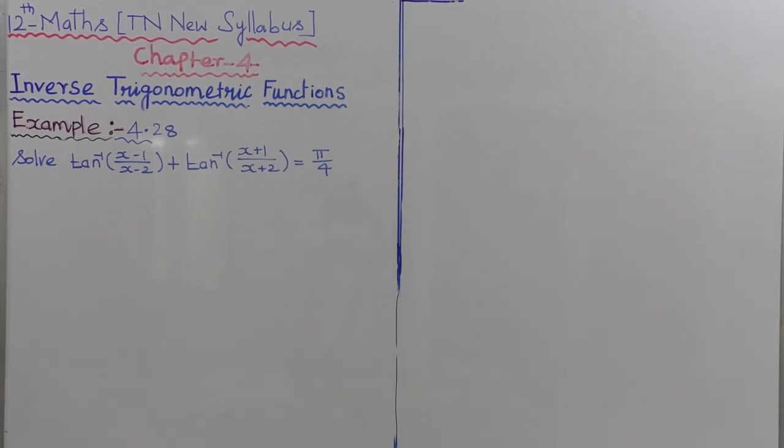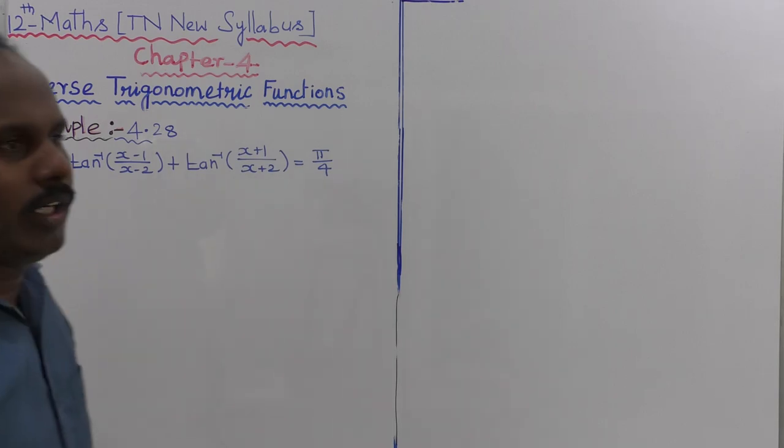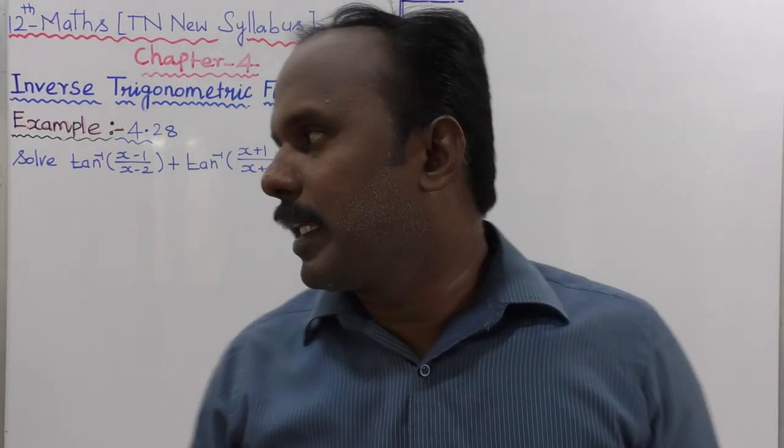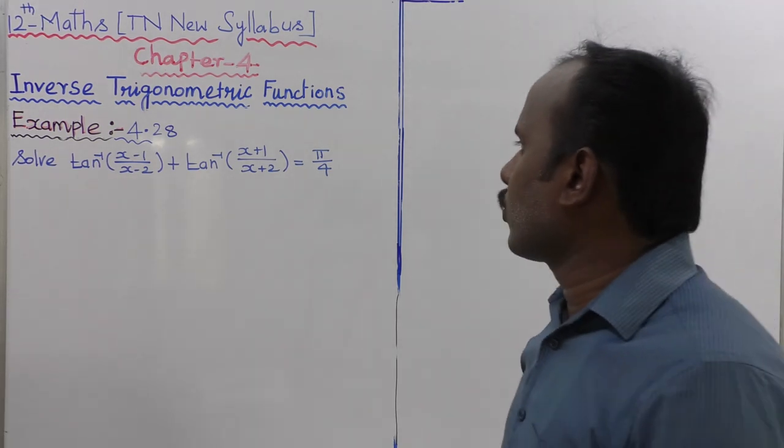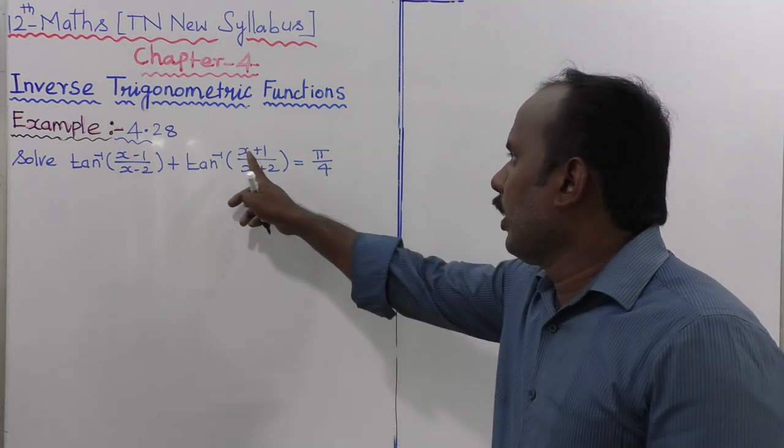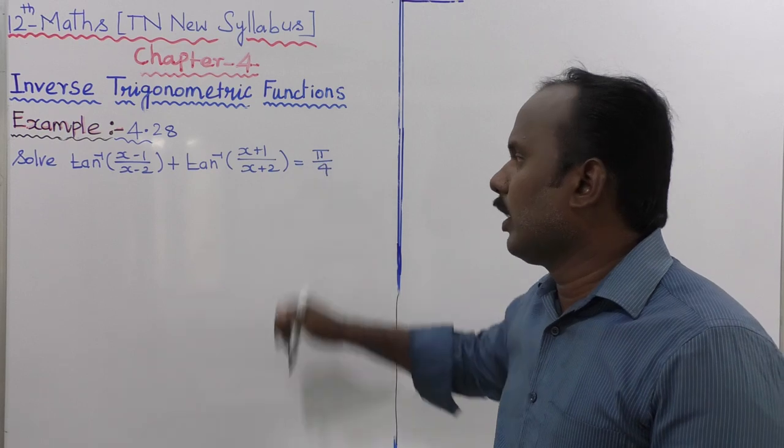Example 4.28. Solve tan inverse of (x minus 1) divided by (x minus 2) plus tan inverse of (x plus 1) divided by (x plus 2), that is equal to pi by 4.